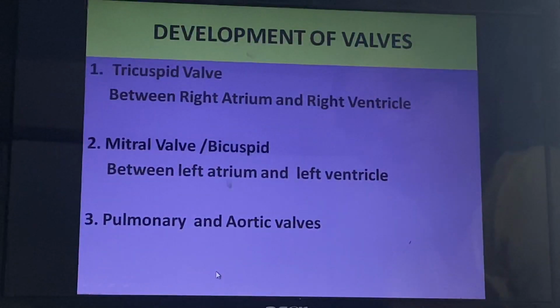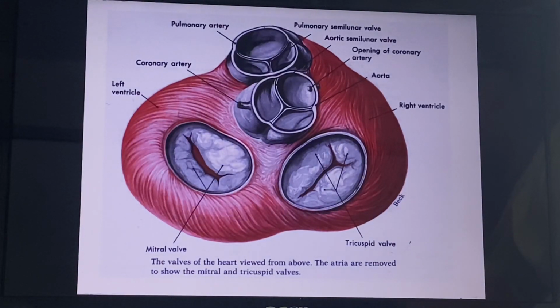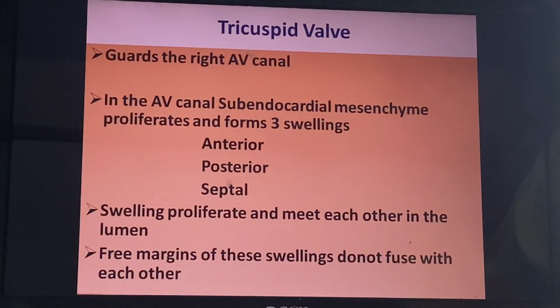So coming to the next development, that is the development of valves. In this category, we will discuss the development of tricuspid, bicuspid and pulmonary and aortic valves. So this is the picture showing the tricuspid valve and the valves of the aorta and pulmonary trunk, which are semilunar in shape. Now coming to the tricuspid valve, it guards the right AV canal.